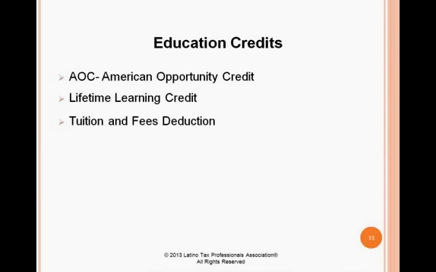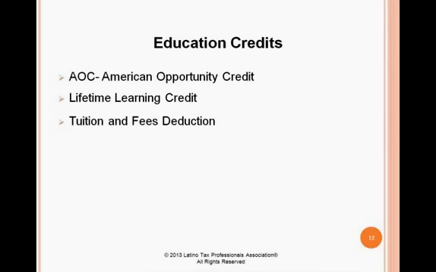Education credits are a very big item today. The biggest one that there is out there is the American Opportunity Credit. That is the primary one used. There are a lot of restrictions. It's very important to review all the details of it. Primarily, they must be a full-time student or at least a half-time student, and you need to find out exactly the definition of half-time student.